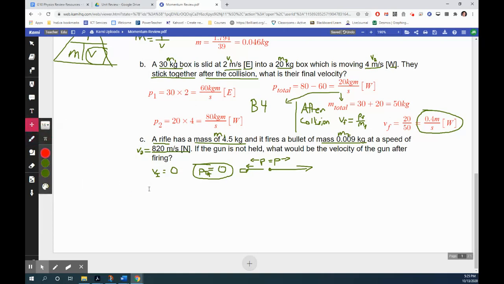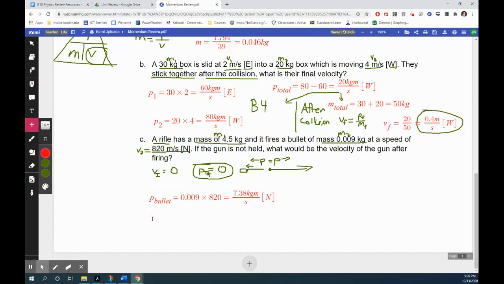I'll do this here. The momentum P of the bullet is equal to the mass of the bullet, which is 0.009, times the speed of the bullet, which is 820 meters per second. And that gives us 0.009 times 820, which is 7.38 kilogram meters per second, forward, north in this case.